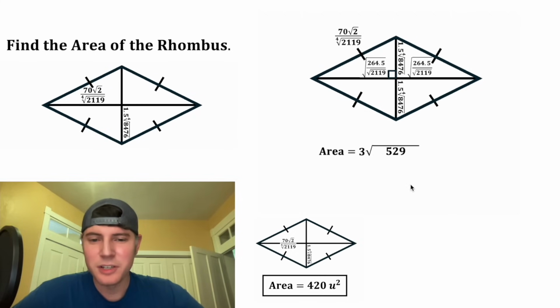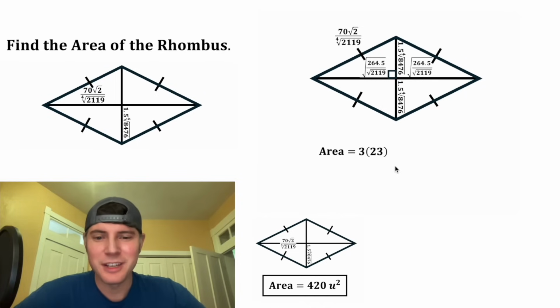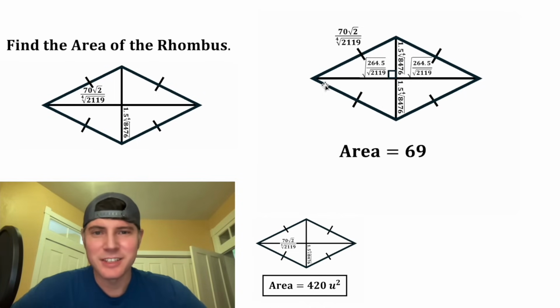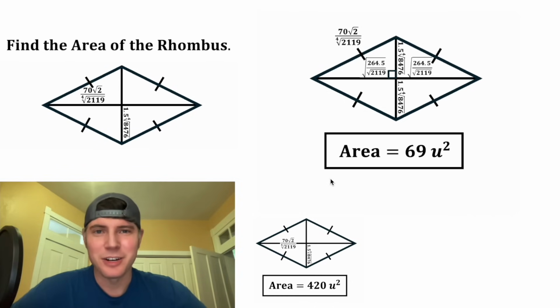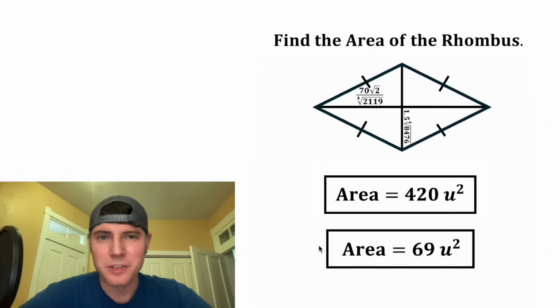264.5 times 2 is equal to 529. And the square root of 529 is equal to 23. 3 times 23 is equal to 69. Nice. And now we have the area of our second case. It's equal to 69 units squared. And this looks important. Let's put a box around it. So for this ambiguous rhombus, we don't know for sure what the area is, but we know it's either 420 units squared or 69 units squared. How exciting.